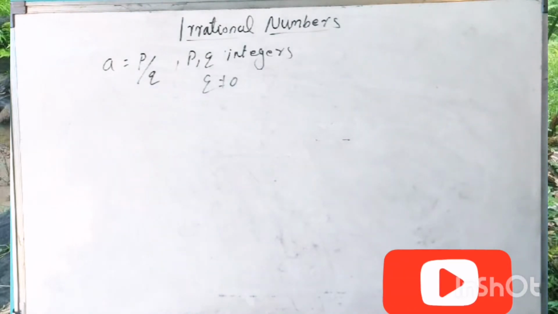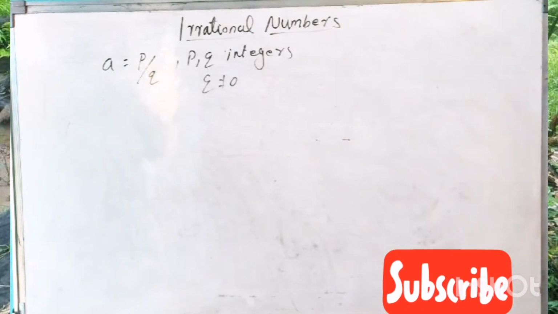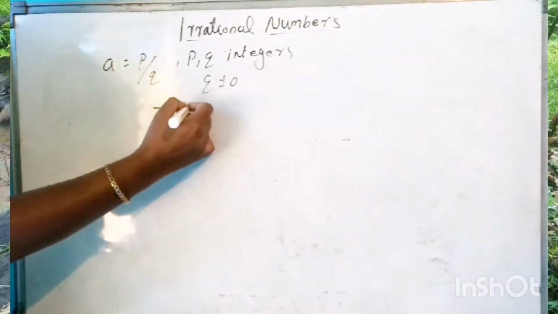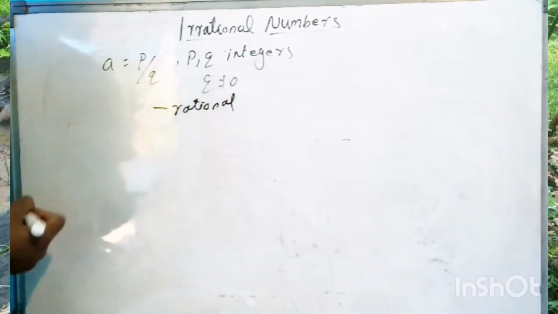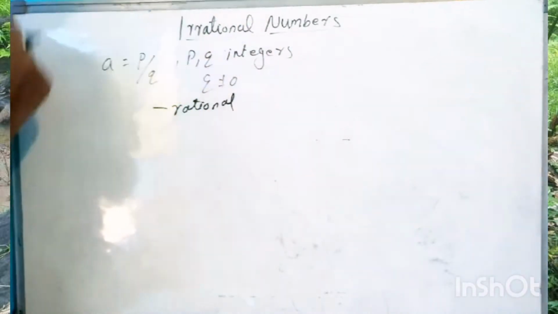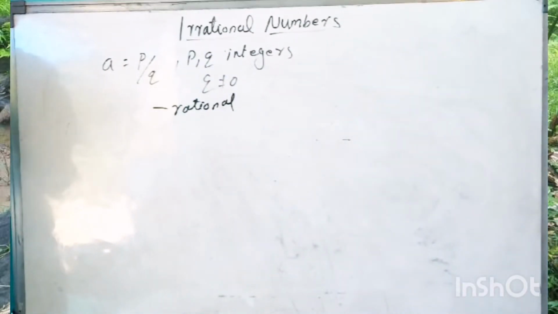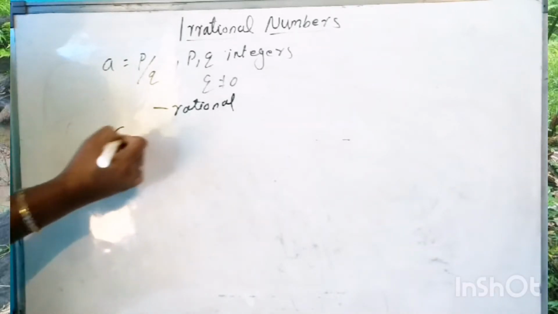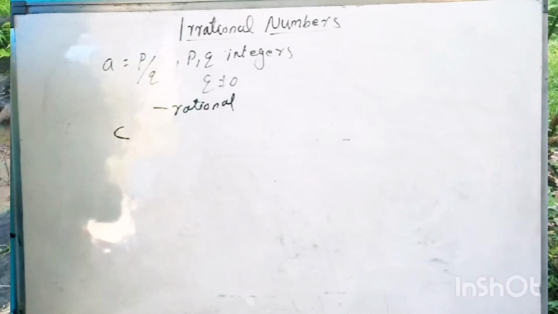And then irrational number: if a number is not rational, then we will say that number is an irrational number. So an irrational number means we cannot express it in the form P by Q. Suppose C is said to be an irrational number, it means it cannot be expressed in the form P by Q, where P and Q are integers and Q is not equal to 0.